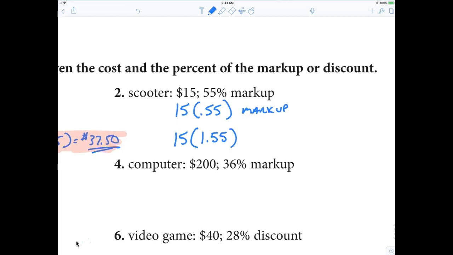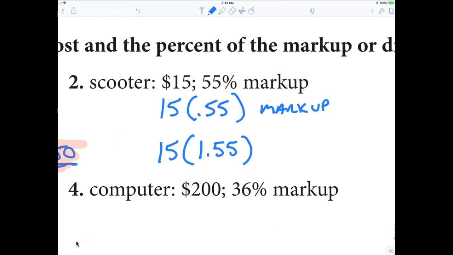Because the $15 represents what, Sebastian? It represents 100%. So put 100% above it. And there's another 55%. So 100% plus 55% is how much? 155%, which is what decimal? 1.55. So 155% is the same as 1.55.